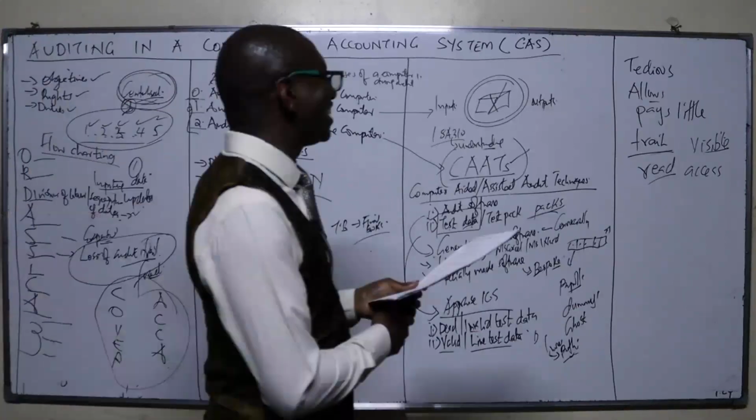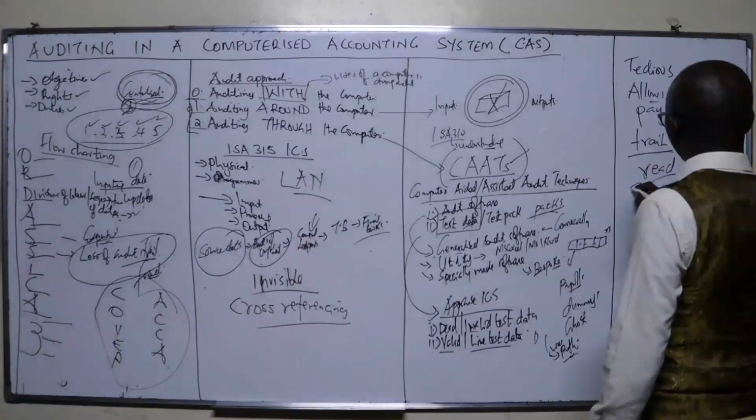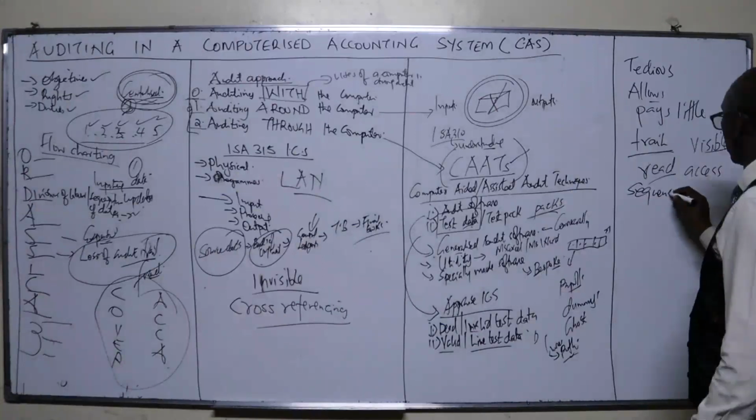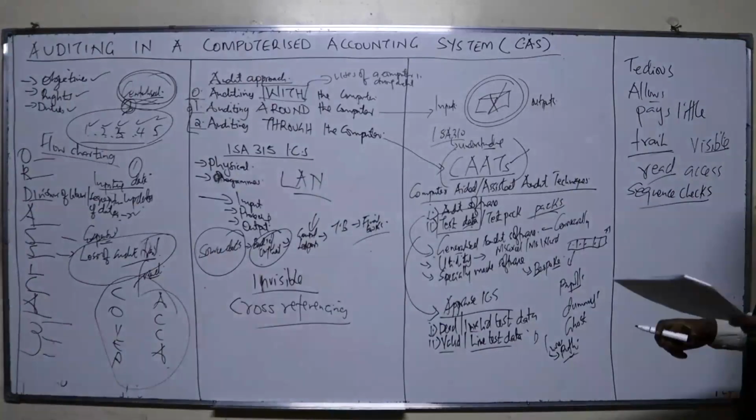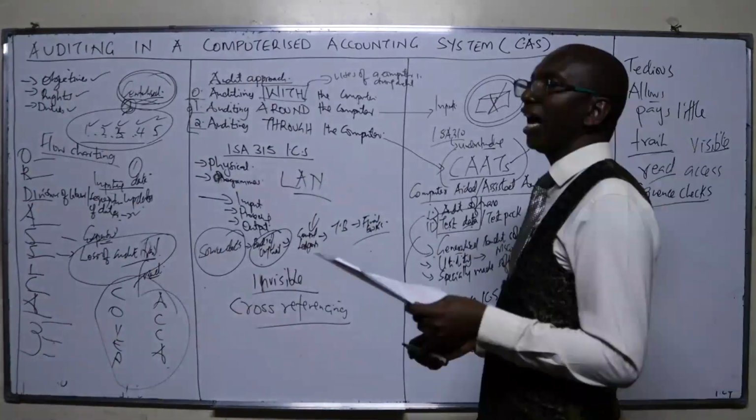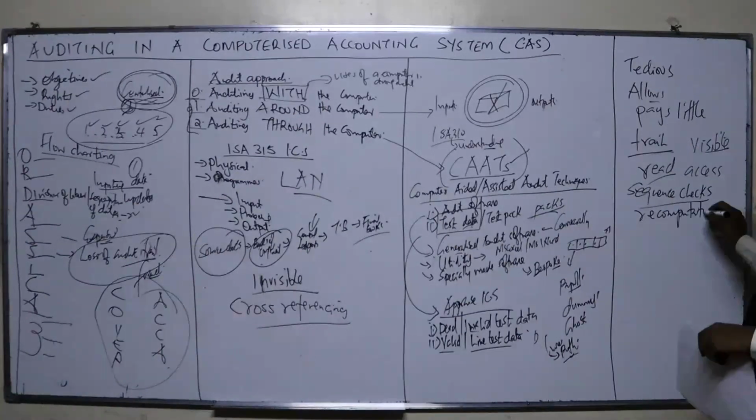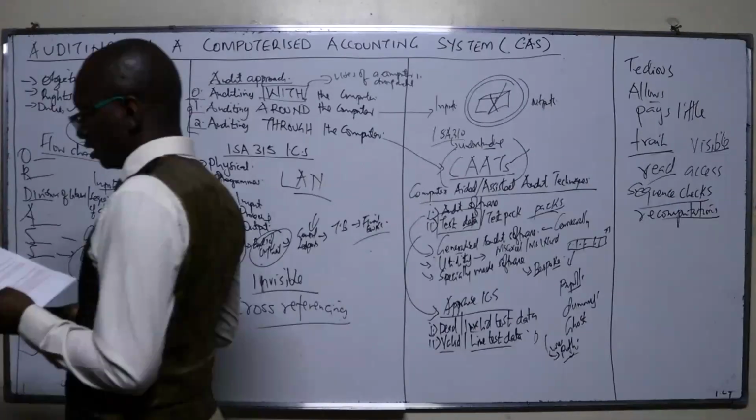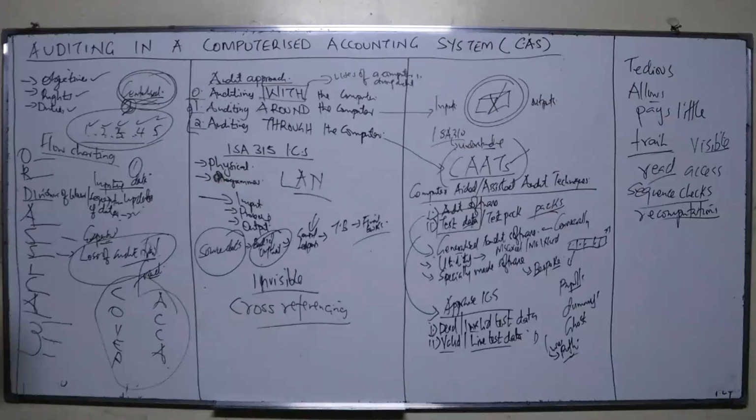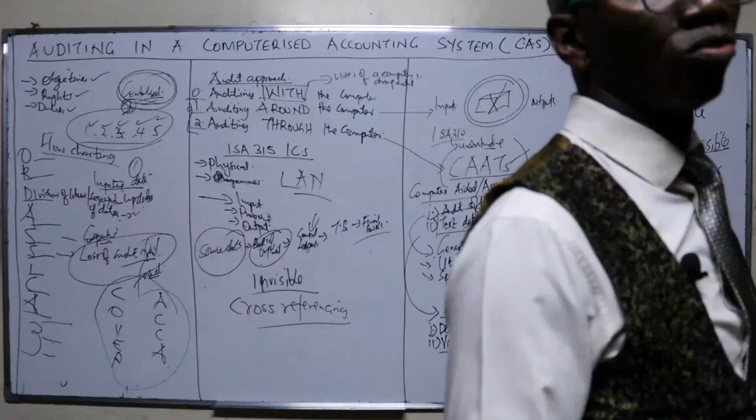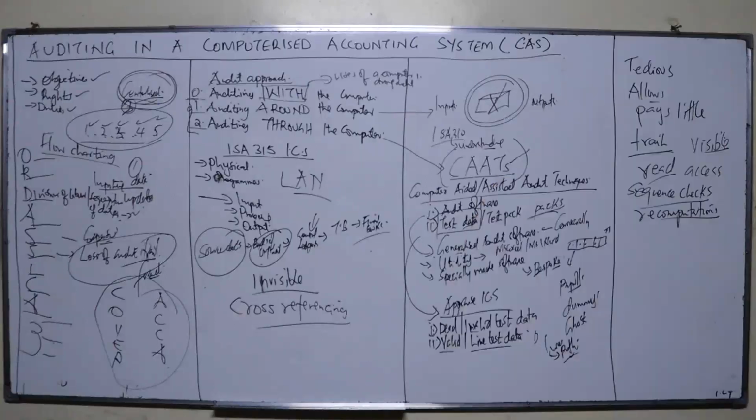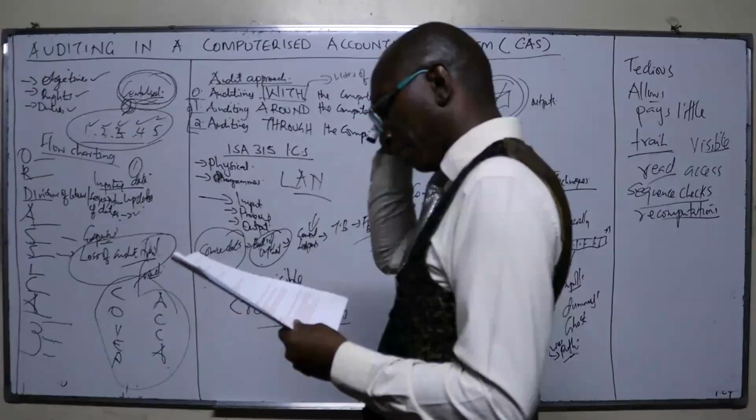Statistical analysis, sequence checks, and recomputations. Let's look at types of audit software.